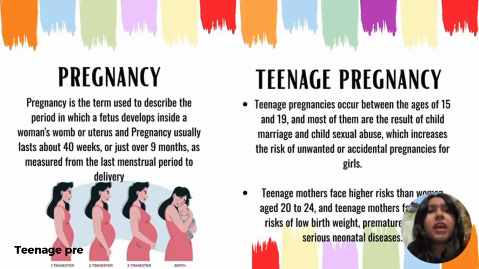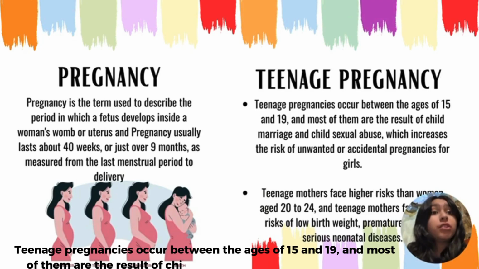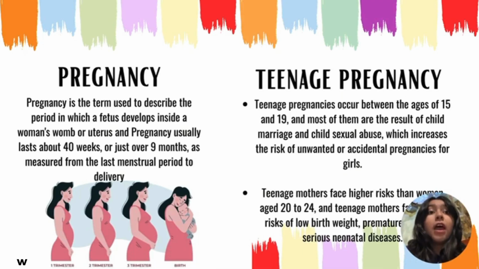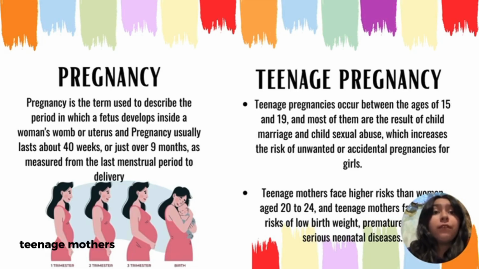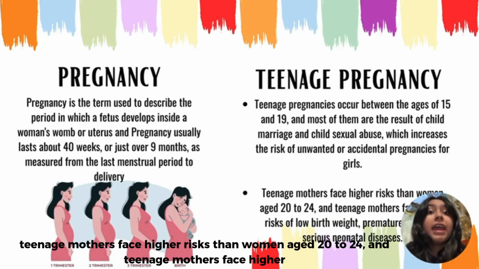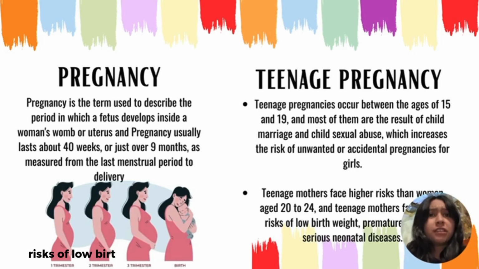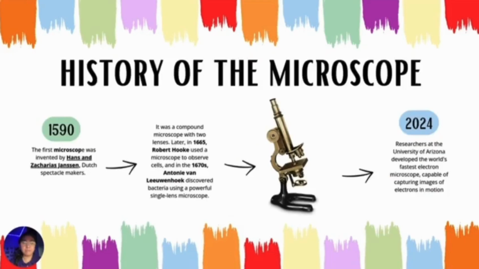Teenage pregnancy. Teenage pregnancy occurs between the ages of 15 and 19, and most of them are the result of child marriage and child sexual abuse, which increase the risk of unwanted or accidental pregnancies for girls. Teenage mothers face higher risk than women aged 20 to 24, including low birth weight, premature birth, and serious neonatal diseases.